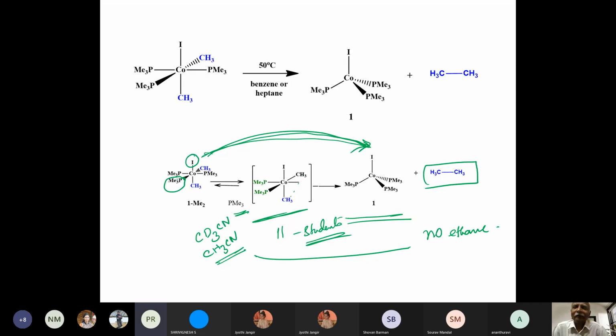So with a silver ion present, precipitation of silver iodide. If I have dissociation of I-, I can facilitate the process by addition of Ag+. Then AgI will come down and then the reaction will be much faster. Very good. Any other way?